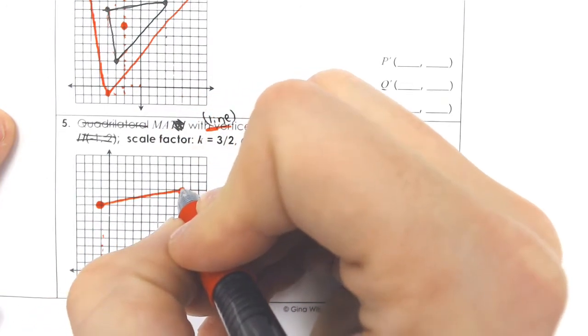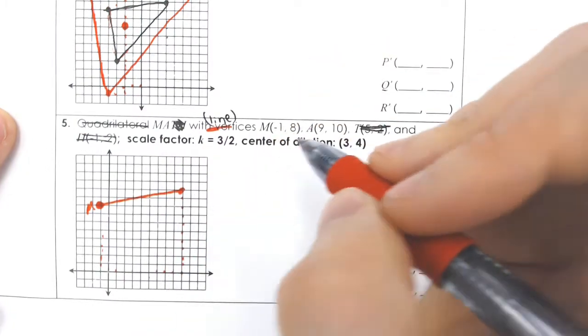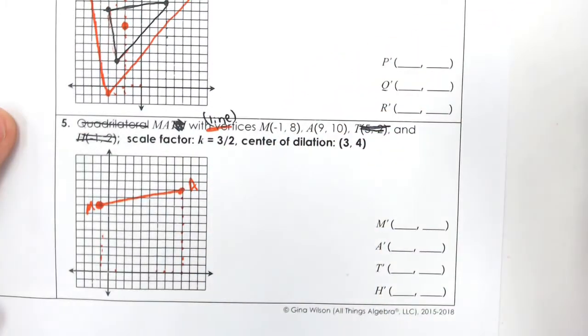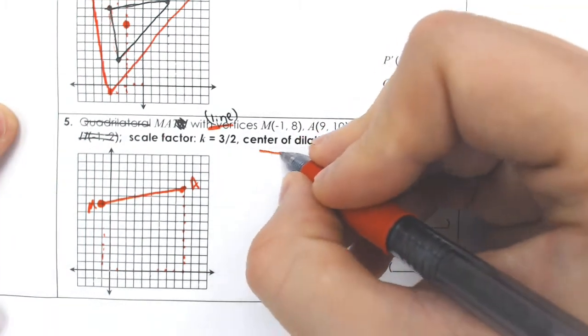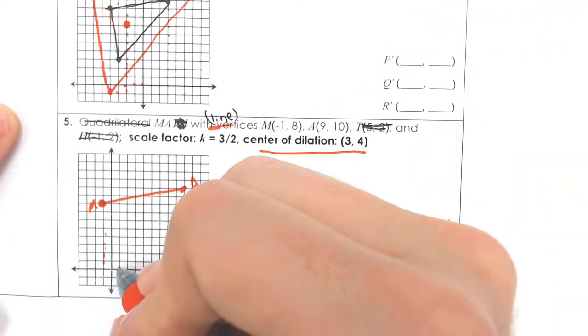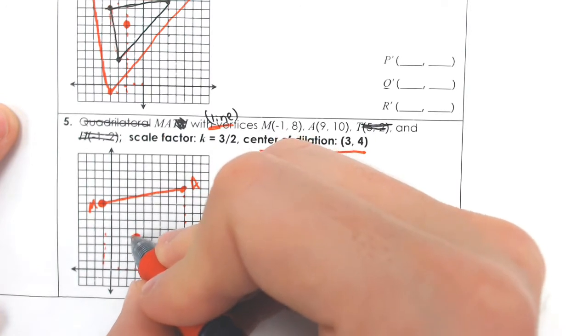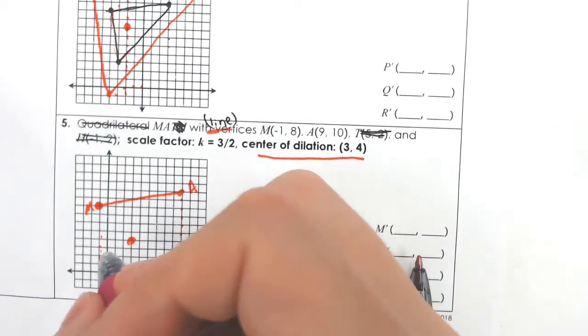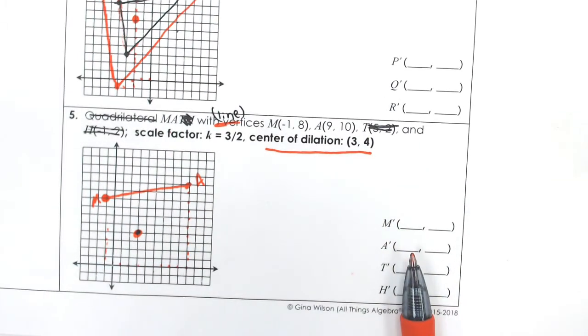We're going to be dilating this line segment only. Okay? M and A if you want to label the points. It is going to be centered about the dilation of 3, 4. 1, 2, 3, 1, 2, 3, 4. So this is going to be our center, which I'm going to also kind of highlight with black so we kind of get like a double whammy there.